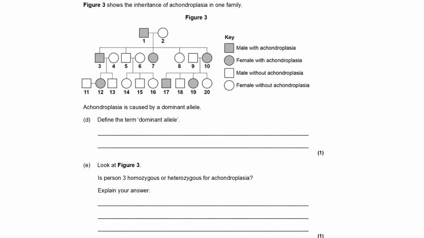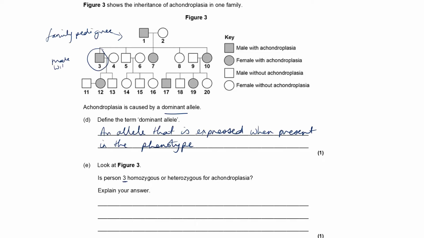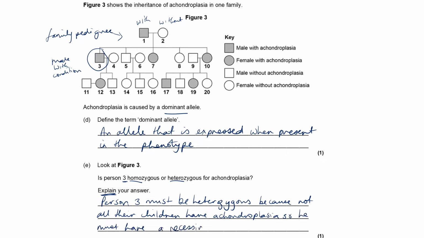The next part of the question shows figure 3, and it shows the inheritance of achondroplasia in one family. So this is a family pedigree diagram. There's a key, which I'm going to look at, and it's telling me that the shaded individuals have achondroplasia, and the ones that are not shaded don't have achondroplasia. The square boxes are individuals that are male, and the circular ones are individuals that are female. And it says achondroplasia is caused by a dominant allele. So that tells me that you only need one version of the allele to get the condition.